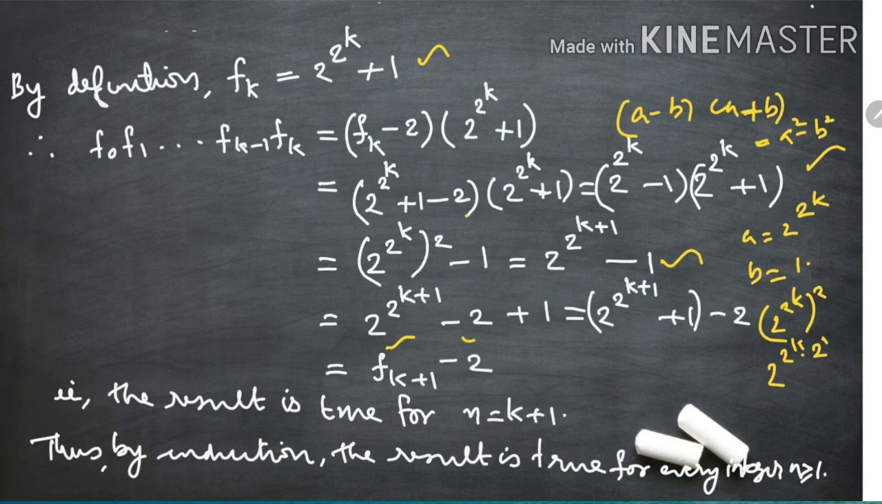Minus 1 we can rewrite as minus 2 plus 1. So instead of minus 1 I am writing it as minus 2 plus 1, and taking this plus 1 to the first term and grouping, we can write it as 2 raised to 2 raised to k plus 1, plus 1, minus 2. By definition this is fk plus 1. So we get fk plus 1 minus 2. That means we have proved that when the result is true for n equal to k, it is true for n equal to k plus 1 also. Then by induction the result is true for every integer n greater than or equal to 1.